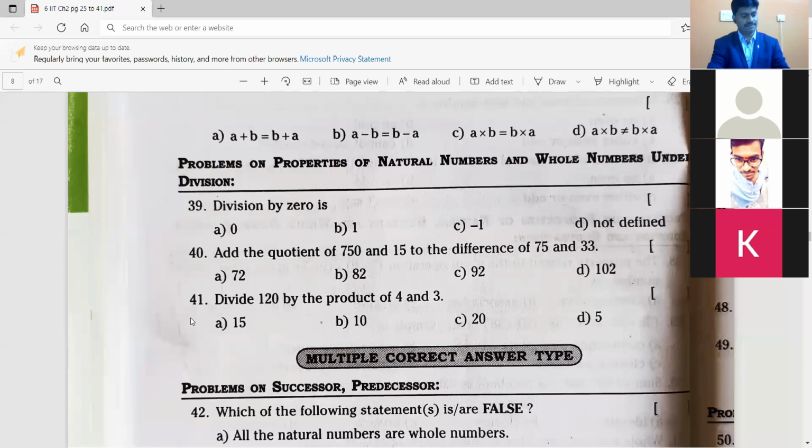Question 40. Yes, I'll open the board, then we'll do this on the board.